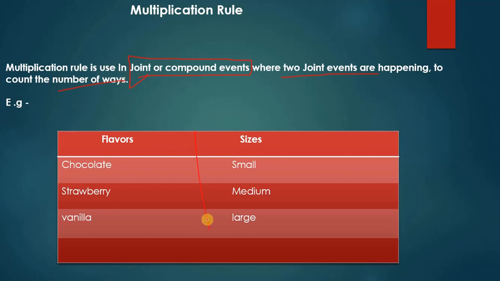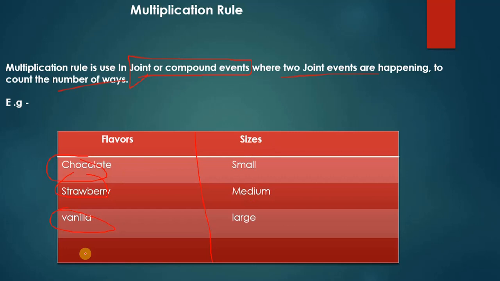The example I can take is of ice cream flavors. Suppose I have chocolate, strawberry, and vanilla flavors, and sizes small, medium, and large. One way to count the total number of ways is to count directly. Chocolate small, chocolate medium, chocolate large. So there are three options for chocolate, right? So 3 plus 3 plus 3, 9.